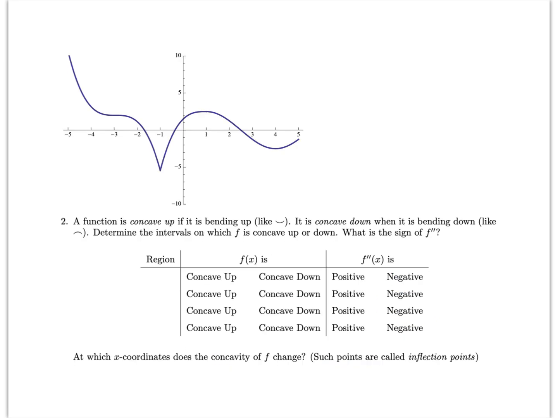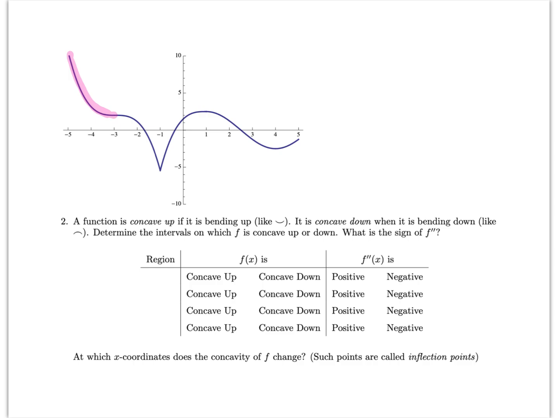So a function is called concave up if it's bending up like a cup, and concave down if it's bending down like a frown. Determine the intervals on which f is concave up or down, and what is the sign of f double prime. Okay, so let's just mark concavity. I'm going to do concave up in one color and concave down in another color. We'll start with concave up like a cup. Okay, concave up like a cup, like there.